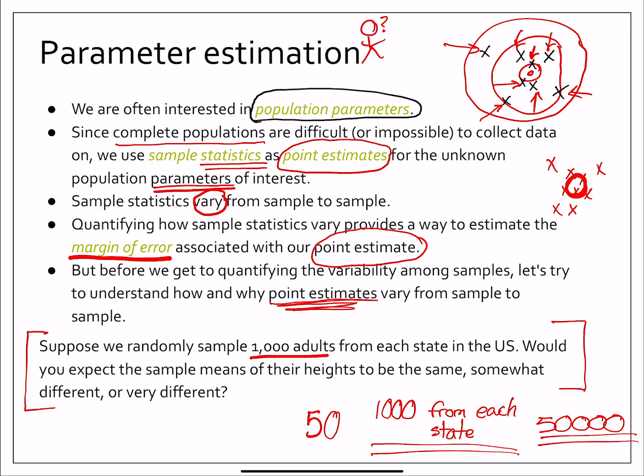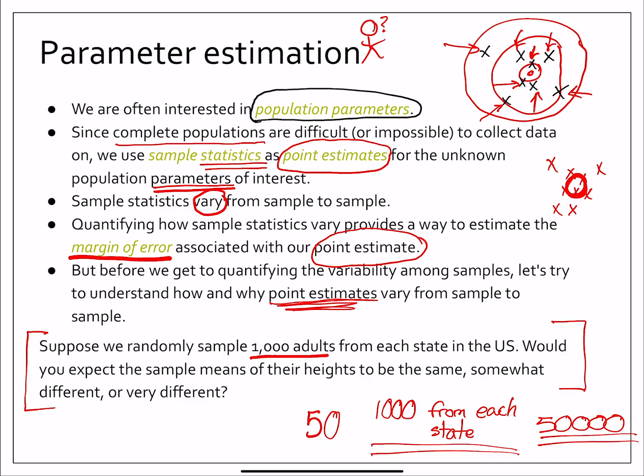So the question is, if we found the mean of each state, would you expect that the mean heights of each individual state would be the same, or would they be somewhat different, like just a little different, or would they be very different? So what I want you to do is pause the video and come back in a second. Think about it for a second and then come back and see if your answer is correct. All right, so that's the question. We take those 1,000 adults from each state.